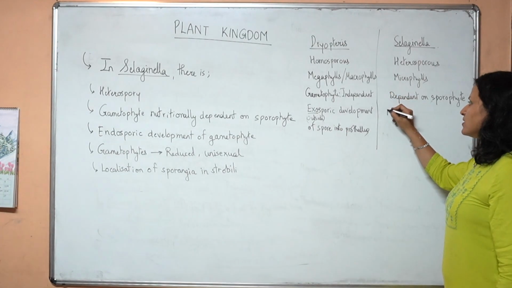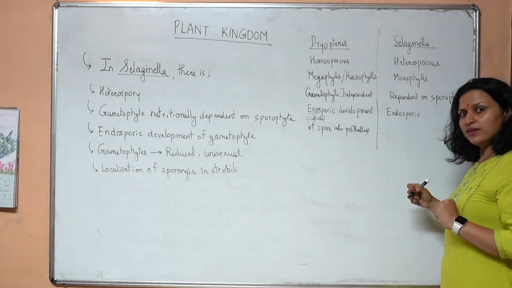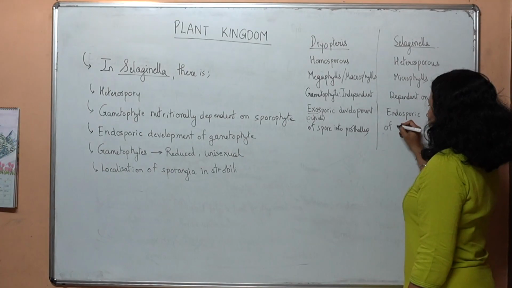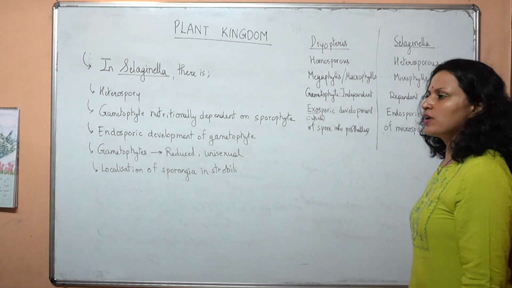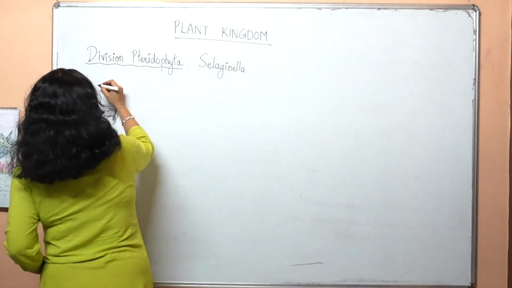What about here? There is endosporic development. Isn't there an endosporic development? A feature which is similar to higher plants. Endosporic development of microspore and megaspore. So these are the differences between Dryopteris and Selaginella. Two more NEET-related points I would like to tell you.